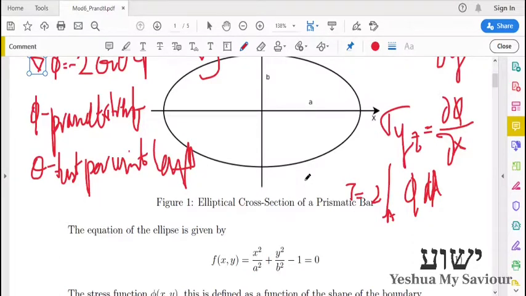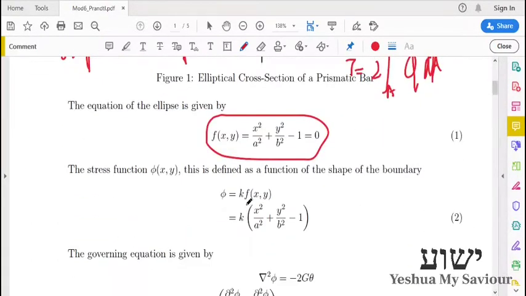In Prandtl's method, the Prandtl stress function is a function of the equation of the boundary. The stress function depends on the geometry of the boundary. For an ellipse, the equation is given by x square by a square plus y square by b square minus 1 is equal to 0. So the stress function is proportional to this thing. We don't know what the proportionality constant is, so we will just write phi is equal to k into f(x,y), where k is a proportionality constant.